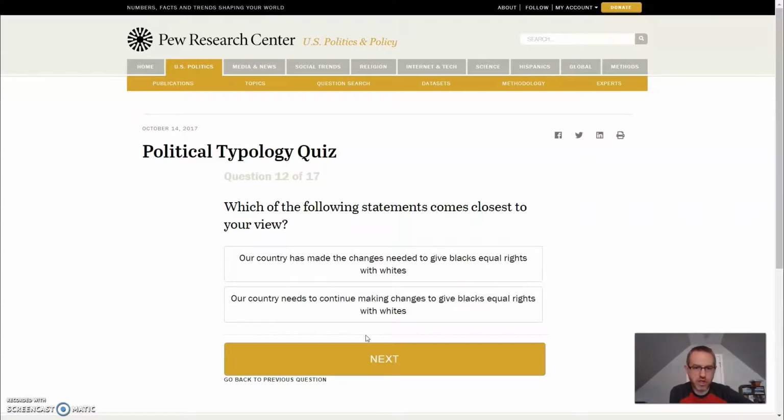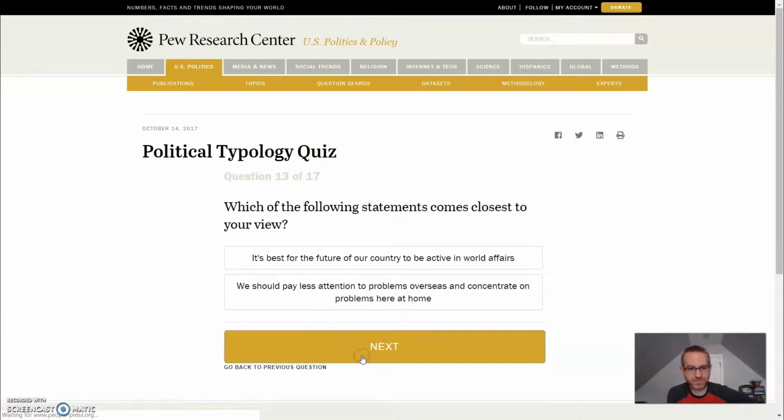Number 12. Our country has made the changes needed to give blacks equal rights with whites versus our country needs to continue making changes to give blacks equal rights with whites. I think this one is pretty self-explanatory, so I'm going to move on.